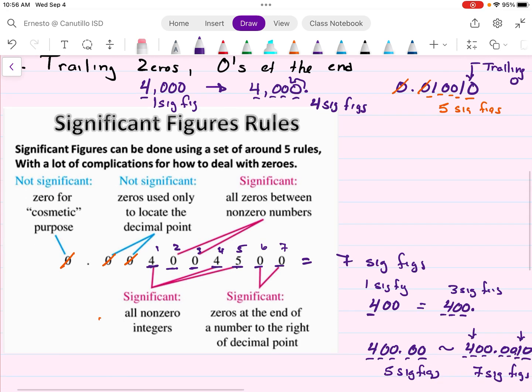I want to encourage you guys to put this example exactly as you see it into your notes on the left page. Okay. That's it for today, guys.